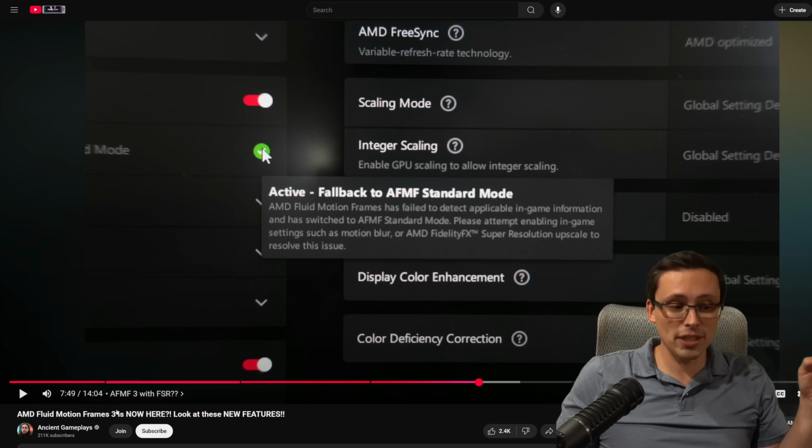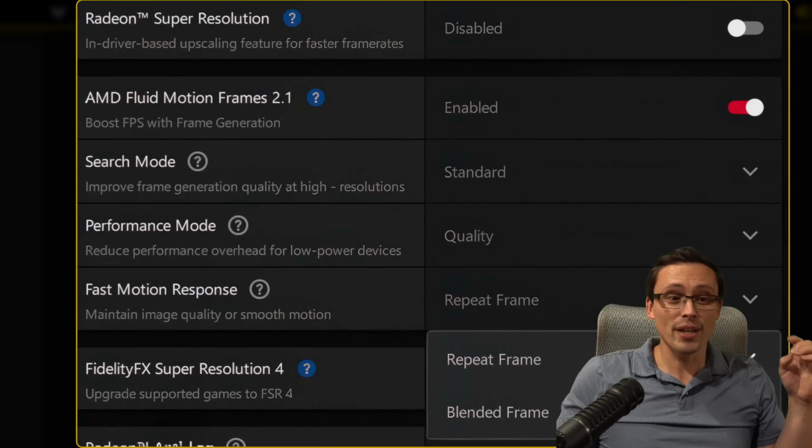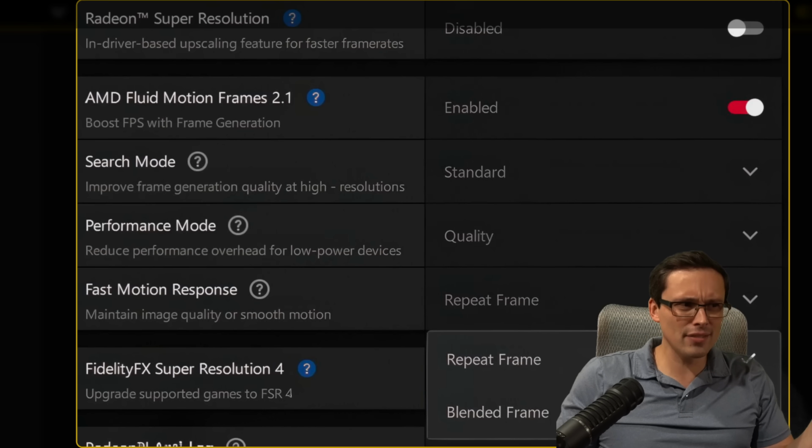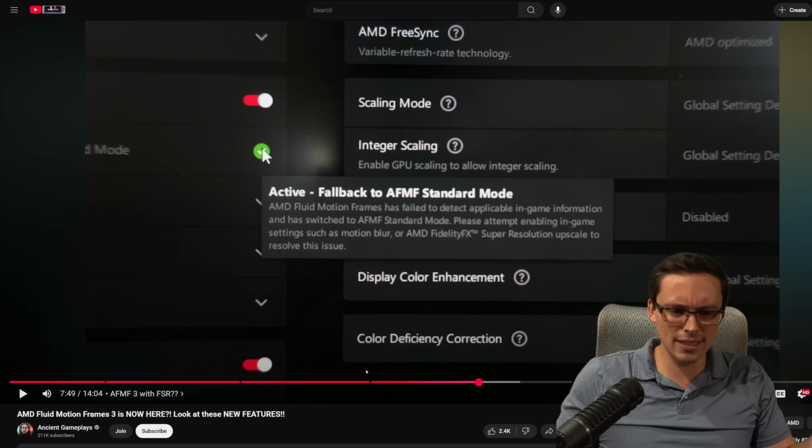But this is where Ancient Gameplays has taken it further, which I find really interesting. So if you use this driver, so as I understand it in the video, and again, I'll link the video so you can get all the details on how to do this from this video directly.